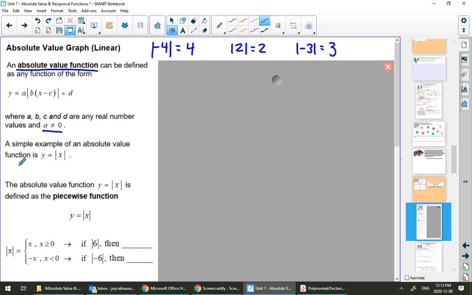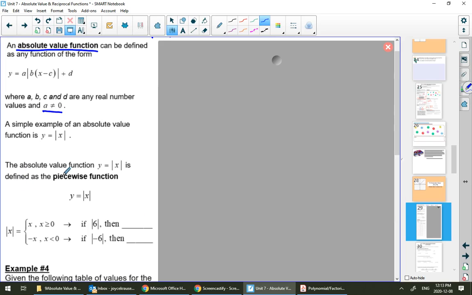Now, a simple example for an absolute value function is y equals the absolute value of x. The absolute value function y equals absolute value of x is defined as a piecewise function. We're going to talk about piecewise functions in much more detail in a later lesson, but right now it's important that you know an absolute value function is an example of a piecewise function. So y equals absolute value of x has to be broken into two sections because we have to consider what happens to the graph when x is positive and what the graph looks like when x is negative.